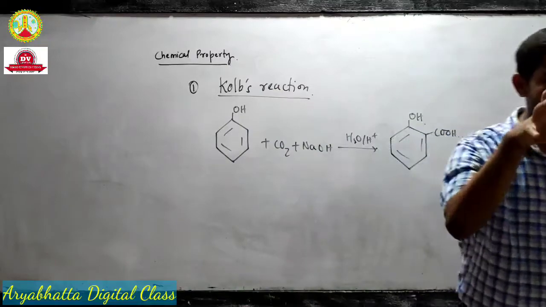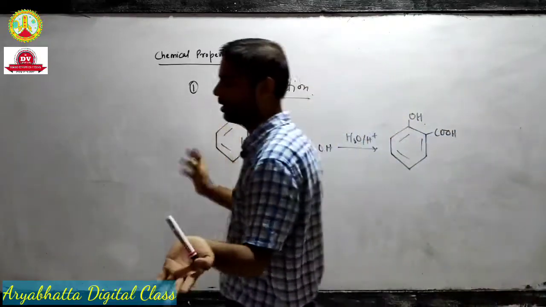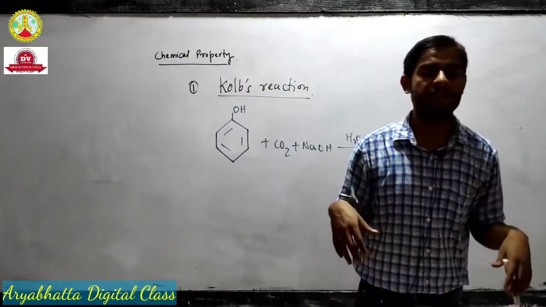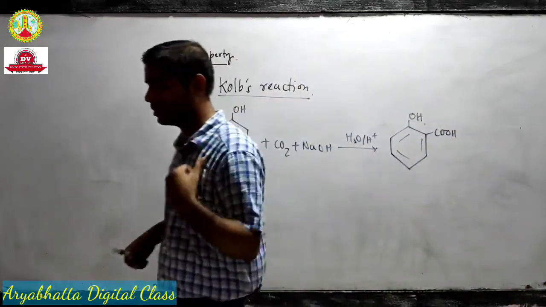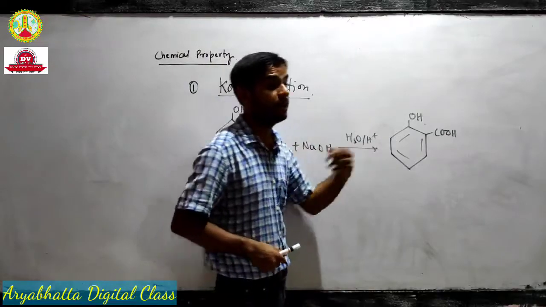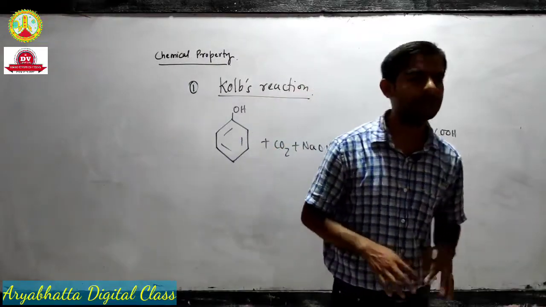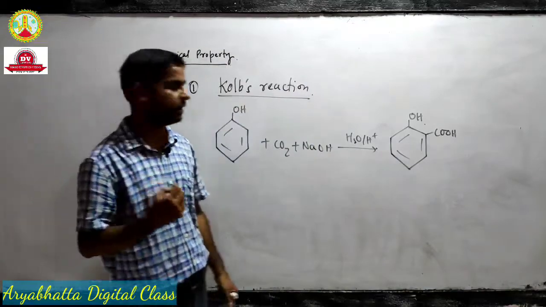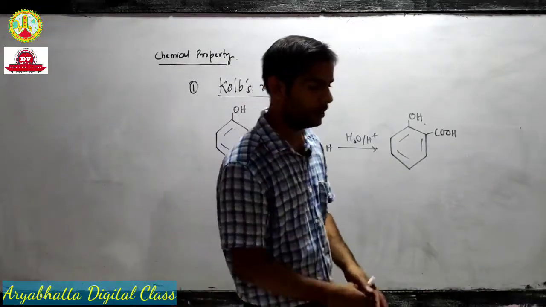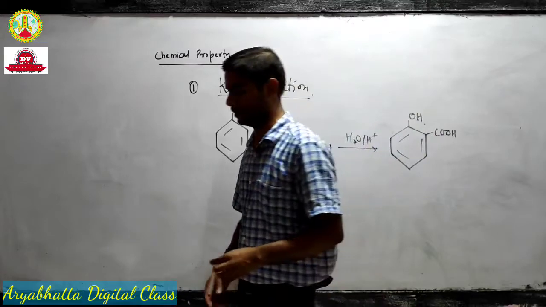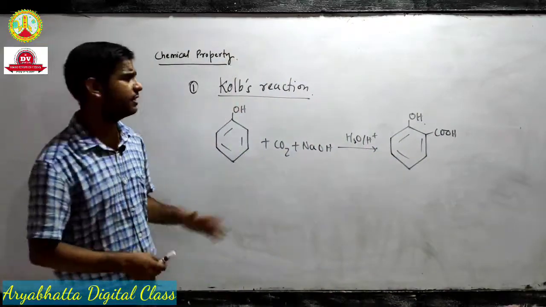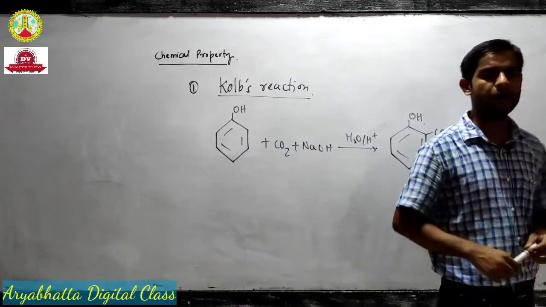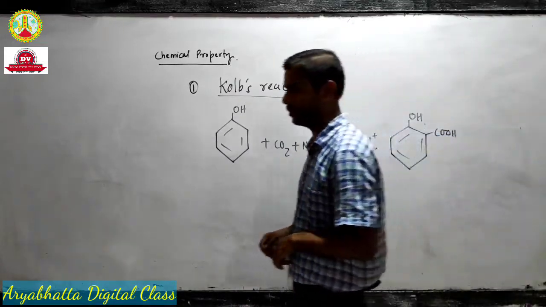Okay, hydroxybenzoic acid, and again this molecule can be used in the preparation of acetyl salicylic acid, which is aspirin. Okay, so the main importance of Kolbe's reaction and Reimer-Tiemann reaction is that these reactions can be used in the preparation of aspirin. Okay, and aspirin is a very important medicine. It has very good medicinal uses. It is used as an analgesic. Okay, so this is basically our chemical properties related to alcohols and phenols.